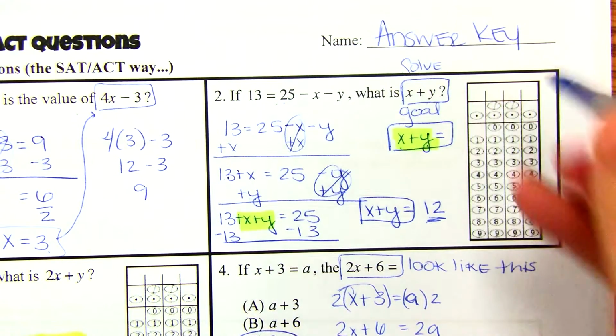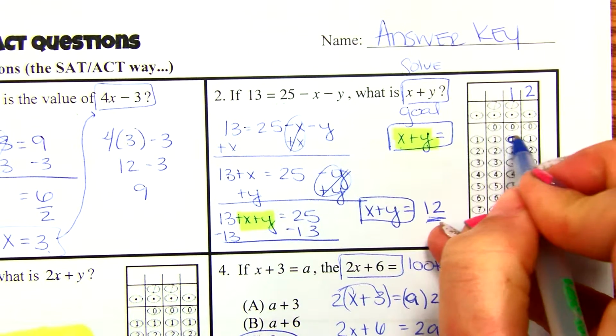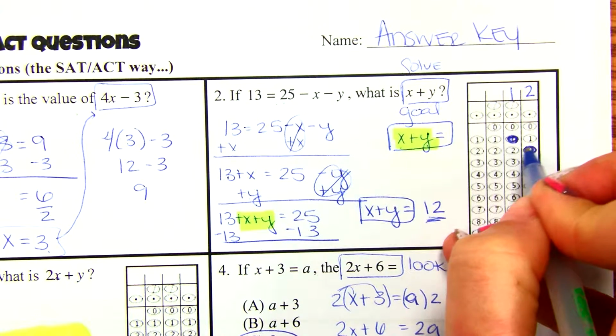This is what's called a grid-in, so I just write 12 up here. It doesn't matter which side you start from. And then I bubble in each number.